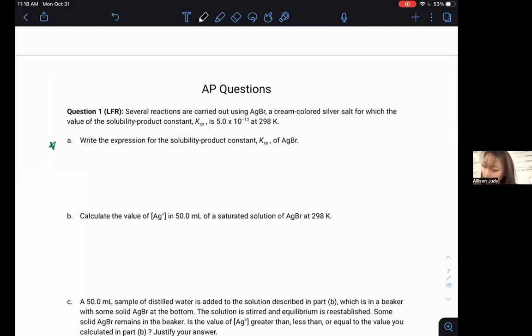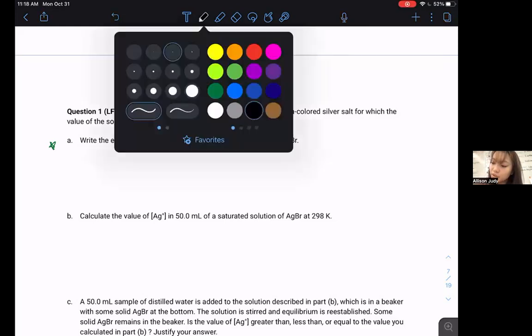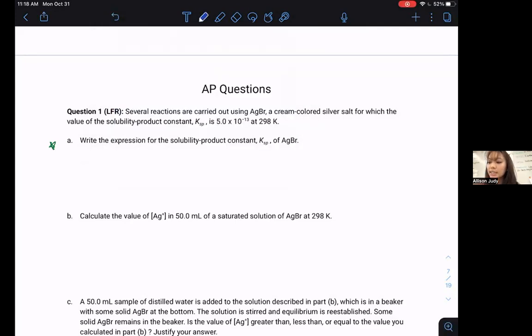using AgBr, silver 1 bromide, a cream colored silver salt, salt of course meaning ionic compound, for which the value of the solubility product constant KSP is 5.0 times 10 to the negative 13 at room temperature, 25 degrees Celsius or 298 Kelvin. Write the expression for the solubility product constant. So here, remember with solubility product constant, what's unique about it is that, assuming that it creates a solid, right?